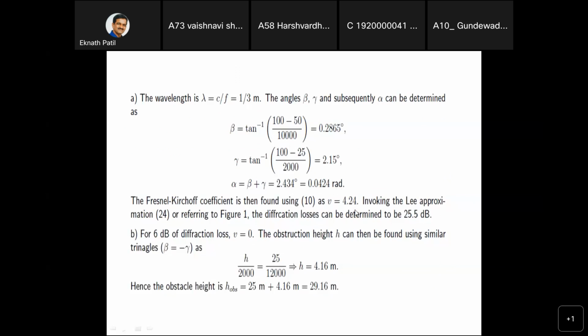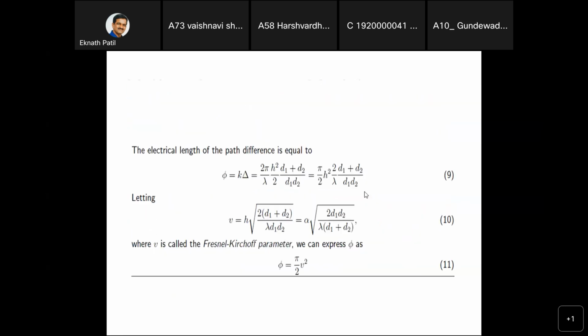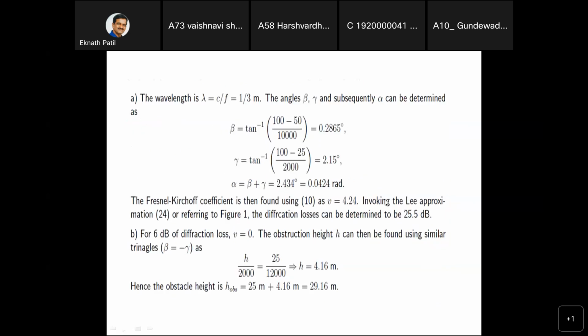v is equal to 4.24. So this is the equation we saw earlier, v is equal to this, from which we can calculate v. Invoking the Lee approximation, referring to figure 1, the diffraction loss can be determined to be 25.5 dB.